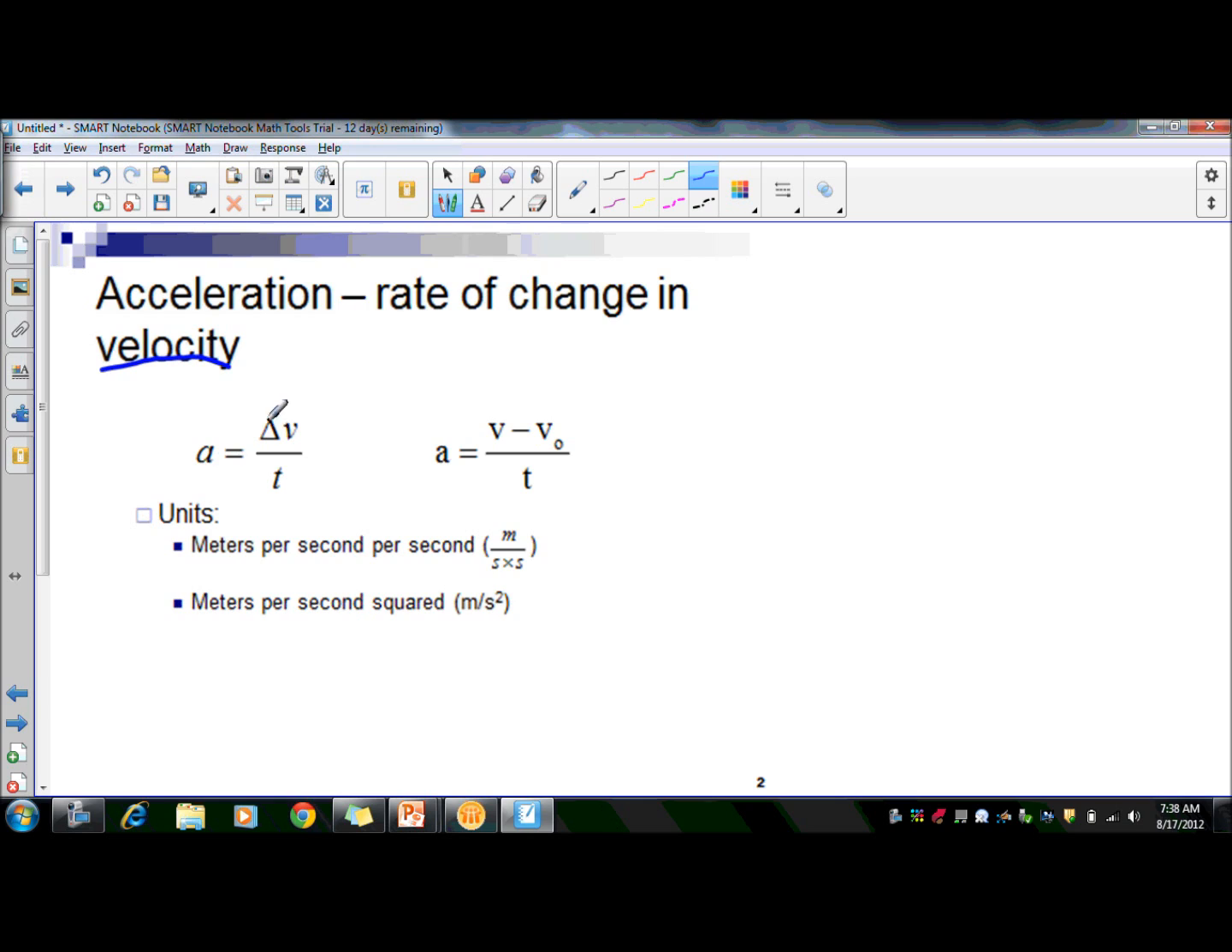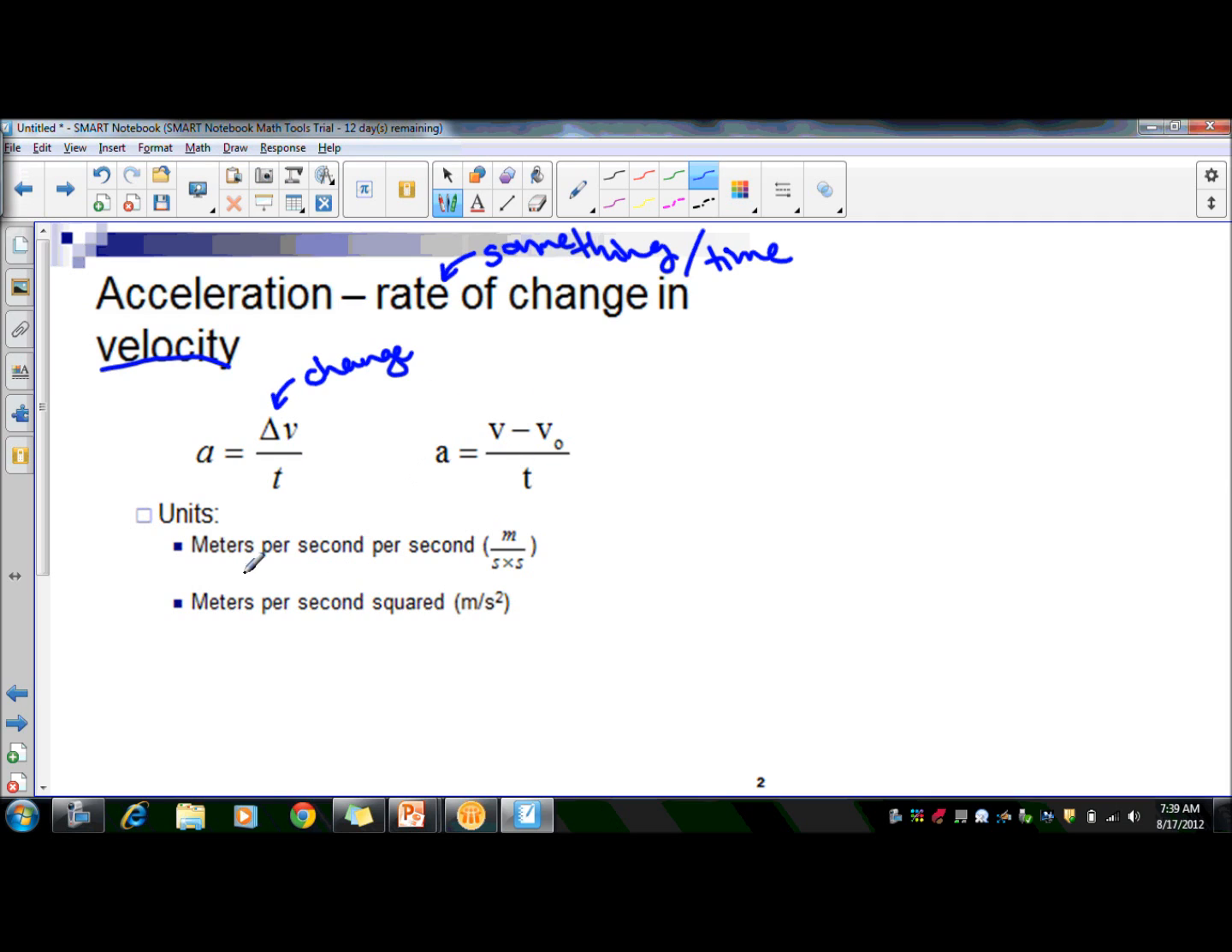And a is equal to delta v. And if you remember from chemistry, the delta means change. And so change in velocity over time. Anytime you do something divided by time, that is your rate. So rate is just something divided by time. So another way you can write this, to find the change, you would take the final minus the initial. And so this equation and this equation are identical. Change in velocity over time, change in velocity over time.